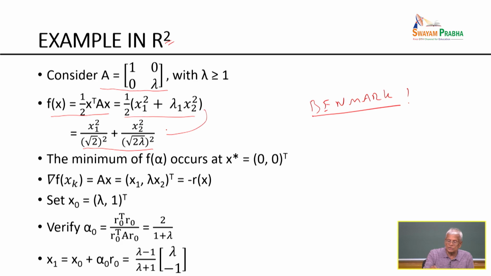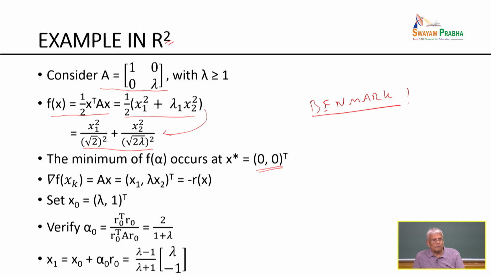So, you can see this is an expression for an ellipse. The contours of this ellipse have major and minor axes given by square root of 2 and square root of 2 over lambda. If lambda is large, one of the two axes becomes smaller. If lambda is small, one of the axes becomes larger. I already know where the minimum occurs because this is simply a homogeneous quadratic function. The minimum occurs at 0 0.